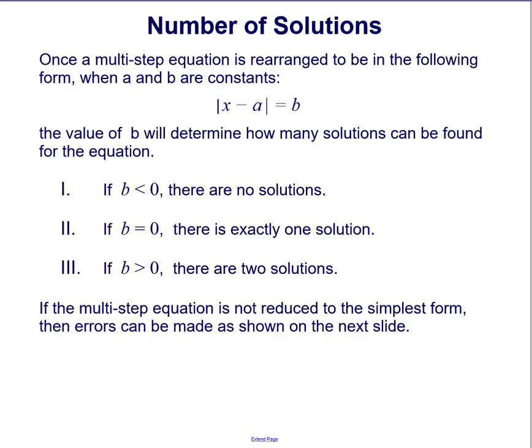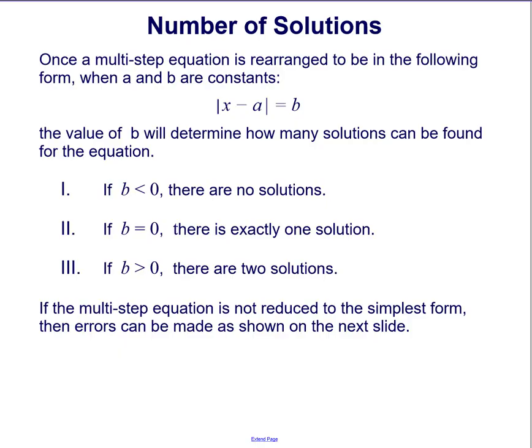There's three cases. In case number 1, if b is less than 0, meaning that it's negative, there are no solutions. That makes sense because absolute values are never negative. So if b is negative, there's going to be no solution. Case number 2, if b is equal to 0, there's going to be exactly one solution. The third case, if b is positive, greater than 0, there are going to be two solutions.